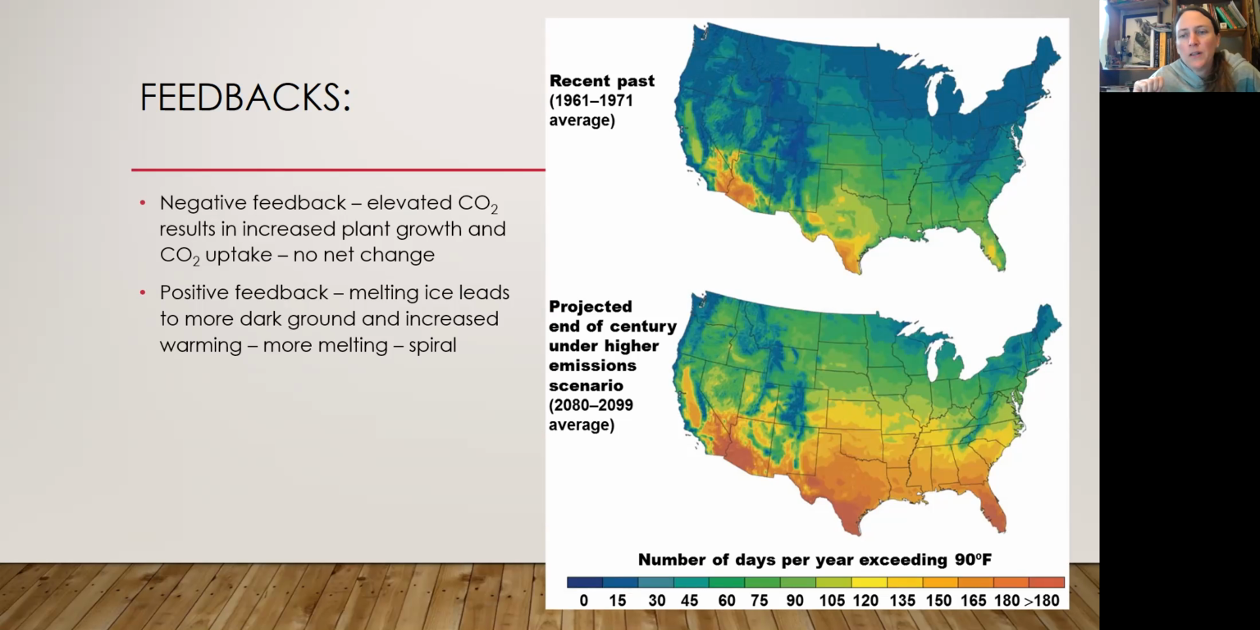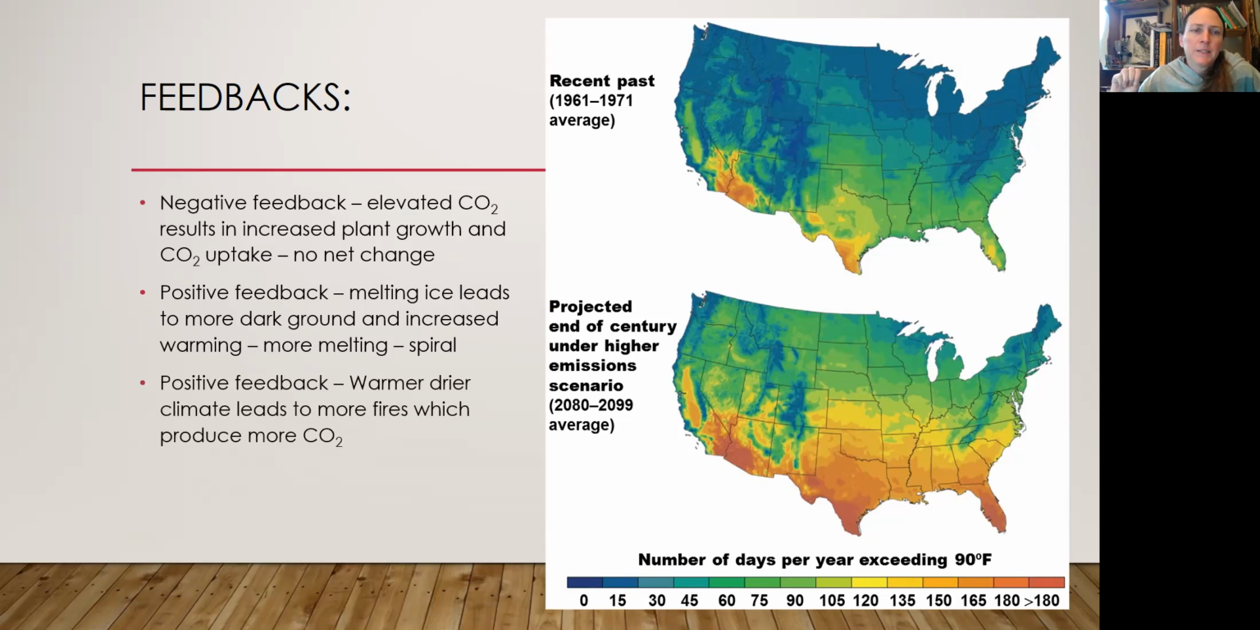Now, it's important that we continue to study these things out in really large scales. And so here you can see the number of days per year exceeding 90 degrees. Another positive feedback is that warmer, drier climates lead to more fires. And then fires pump a lot of CO2 into the atmosphere, which leads to warmer and drier climates. So we're seeing warmer and drier conditions, and we are seeing some of these positive feedbacks really starting to occur.